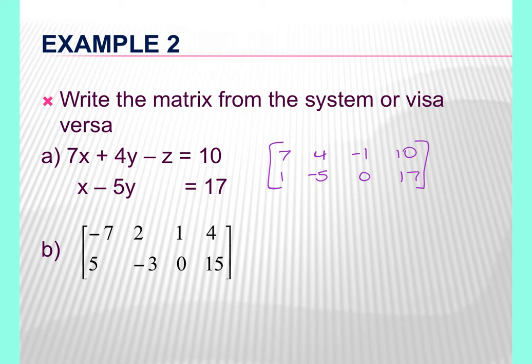Now we're working the other way around. So now I've got the matrix. Let me pause. All right, so now we're going from the matrix to the system. So remember, the last column is always the constants. And then there are 3 variables here. So these are the x's, these are the y's, and these are the z's. So I'd get negative 7x plus 2y plus z. You can put a 1 there if you want, but you don't need it. Equals 4. And then 5x minus 3y. This could be plus 0z, but really that would be a space. Equals 15.